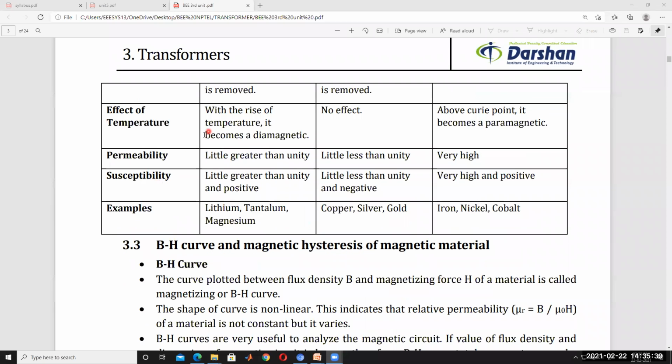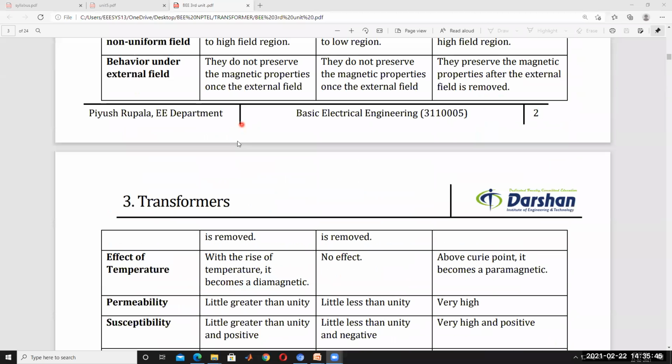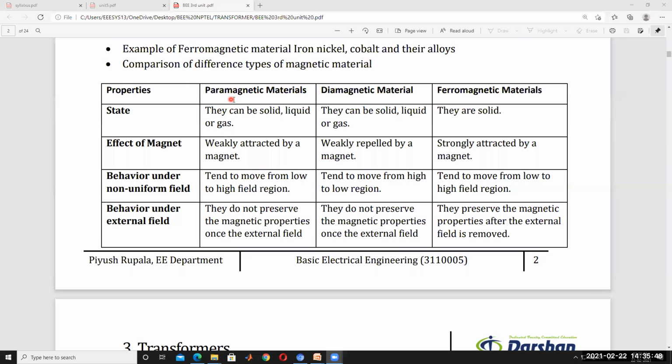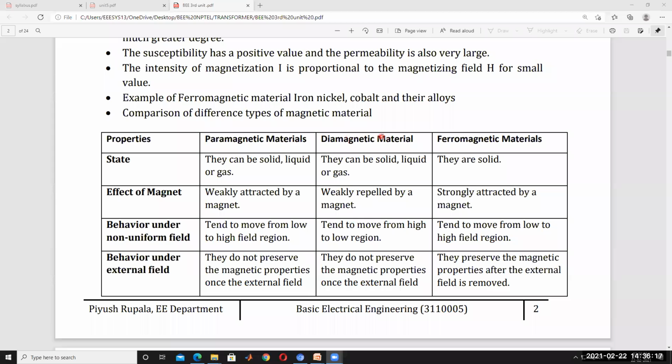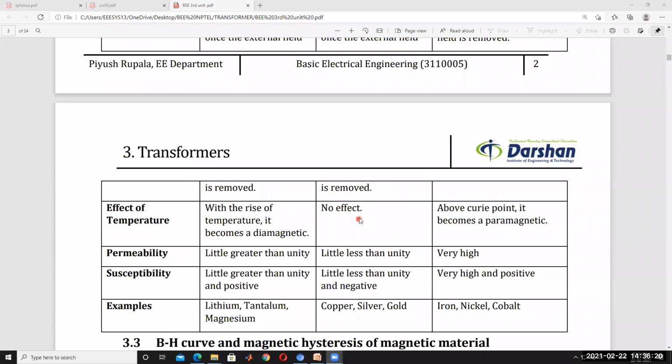Effect of temperature: with the rise of temperature, paramagnetic material becomes diamagnetic. If you increase the temperature of the paramagnetic material, it loses its property and becomes a diamagnetic material. For diamagnetic material, when the temperature increases or decreases, there is no effect on the material.